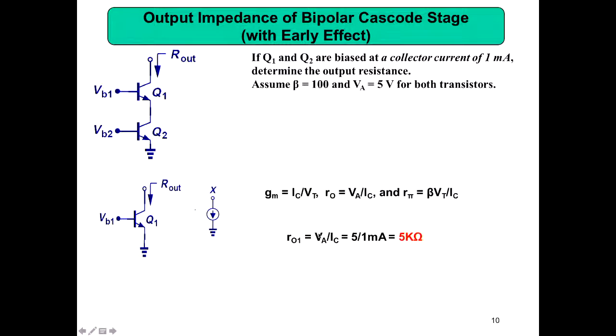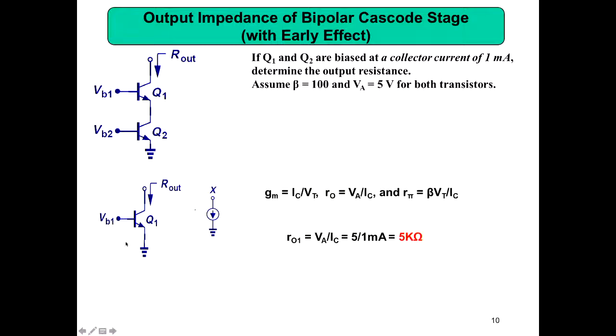So that is the output impedance. If Q1 and Q2 are biased at a collector current of 1 milliamp, determine the output resistance or output impedance. So this is for both. What I am going to do is find out only for the one. That is easy: GM equal to IC by VT, RO equal to VA by IC, R pi equal to beta VT by IC. So you can find RO1 equal to VA by IC, which is equal to 5 kilo ohm. That is for only one transistor.